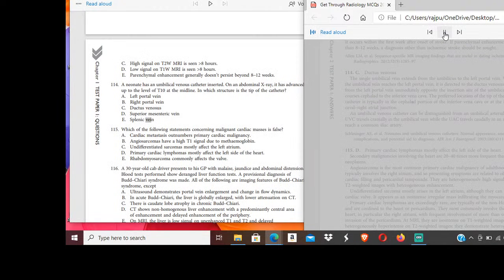It occurs within the first week after onset of stroke. If parenchymal enhancement persists longer than 8-12 weeks, a diagnosis other than ischemic stroke should be sought. Allen LM, et al. Sequence-specific MR imaging findings that are useful in dating ischemic stroke. Radiographics 2012;32:S85-97.